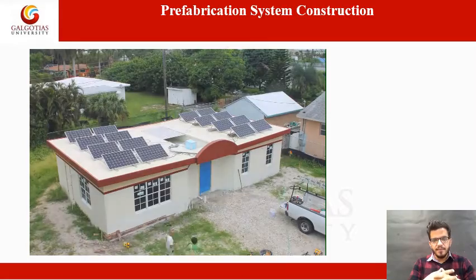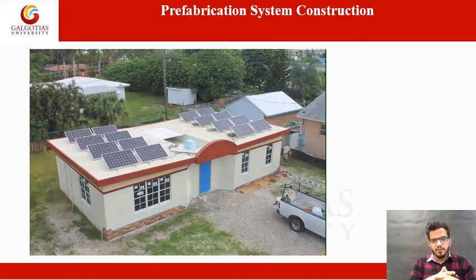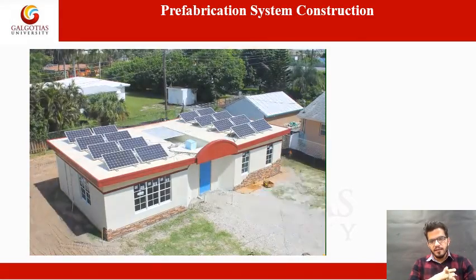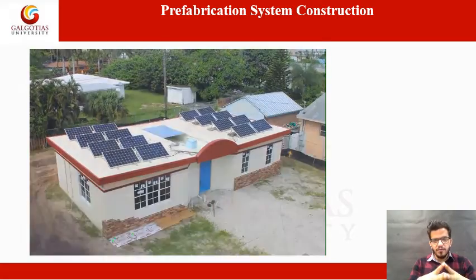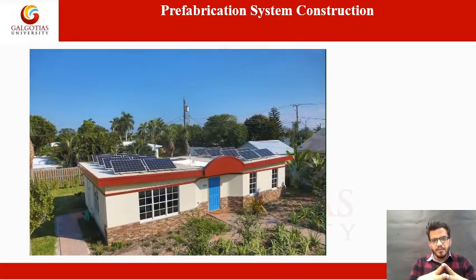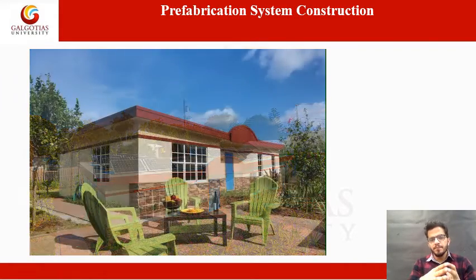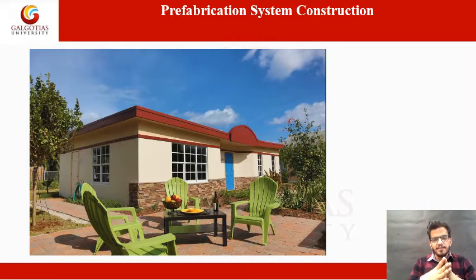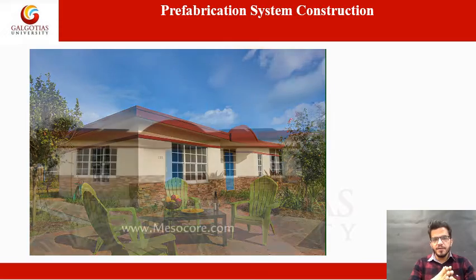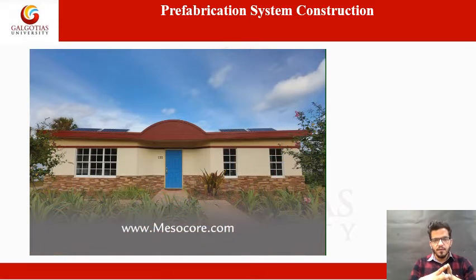So these types of design are discussed earlier while designing the plan of this structure. The dimensions of the required panels are then sent to the factory for construction and then transported to the site. So this is the final view of the house that has been built in the prefabrication system.